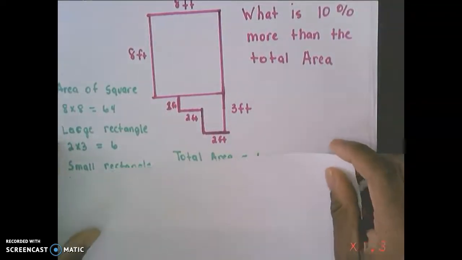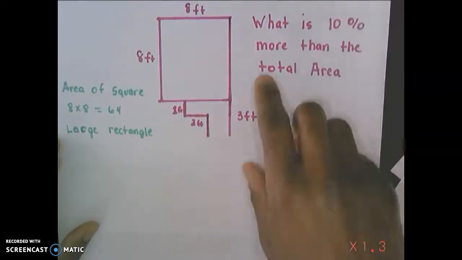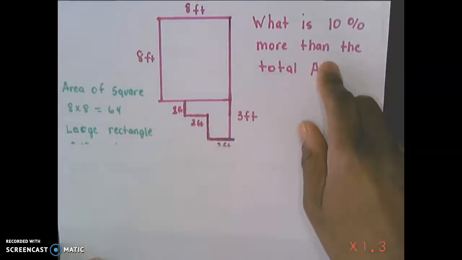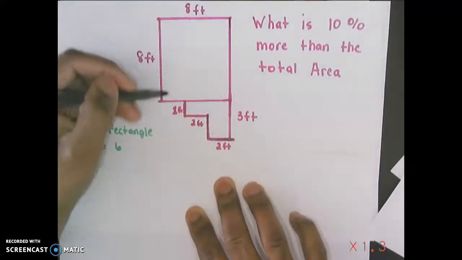We want to find 10% more than the total area of this composite figure. And so if you look at this composite figure, it's going to be made of a square.